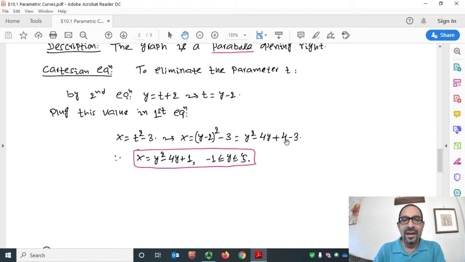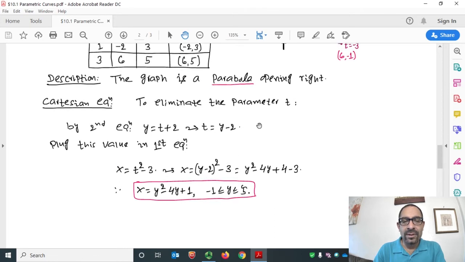Now subtract 3 from 4. Then this gives us x equals y squared minus 4y plus 1, and our y is between -1 and 5. That comes from here: t equals -3 to 3, then y equals -1 to 5. Great. So let's move on.